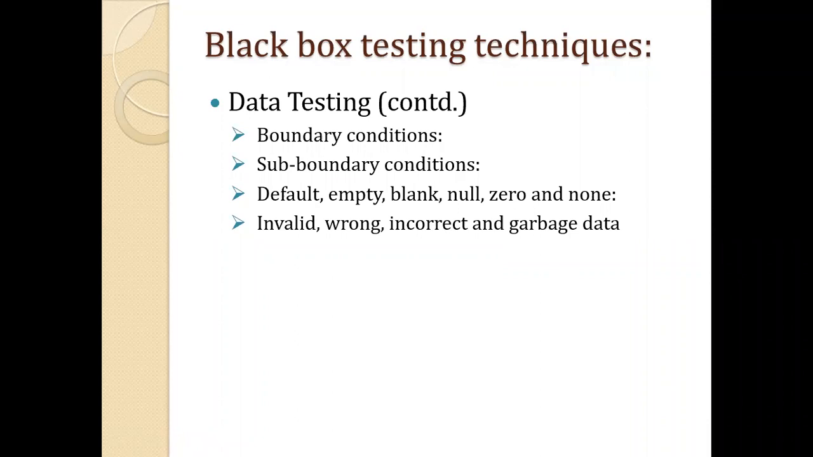If the software wants numbers, give it letters. If it accepts only positive numbers, enter negative numbers. If the date field is there and it is sensitive, see if it will work correctly on the year, say 3000 or so. Pretend to have fat fingers and press multiple keys at a time. By using these methods, you can check this fourth type of data testing, that is invalid, wrong, or incorrect data.